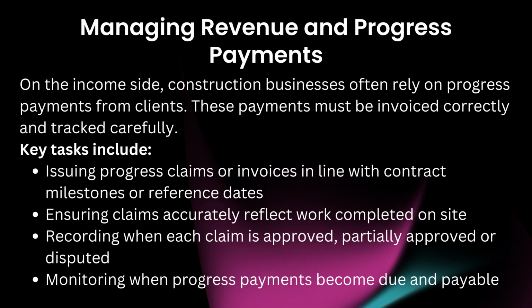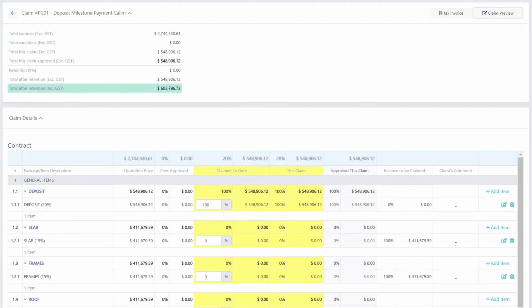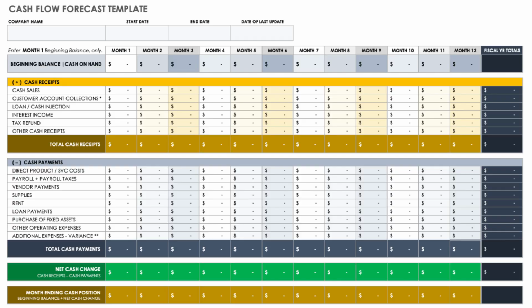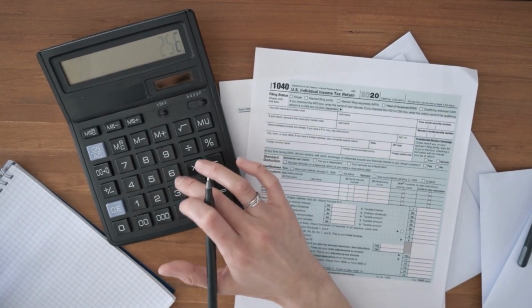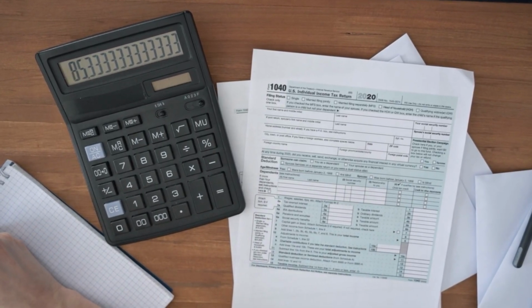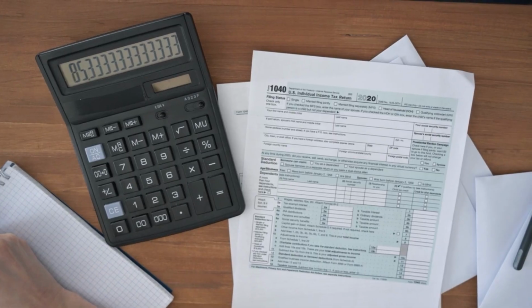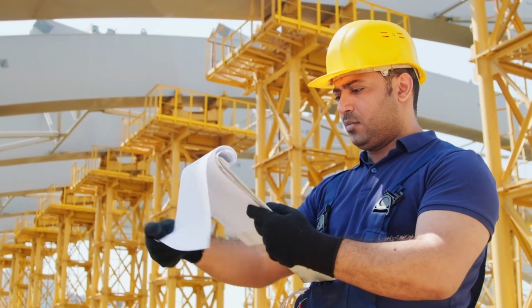Key tasks include issuing progress claims or invoices in line with contract milestones or reference dates, ensuring claims accurately reflect work completed on site, recording when each claim is approved, partially approved, or disputed, monitoring when progress payments become due and payable. Good management of progress payments helps you to predict incoming cash and plan outgoing payments, identify slow-paying clients or problem projects, and reduce the need for short-term finance or overdrafts. The next step is to understand how to invoice and how to demand payment correctly.